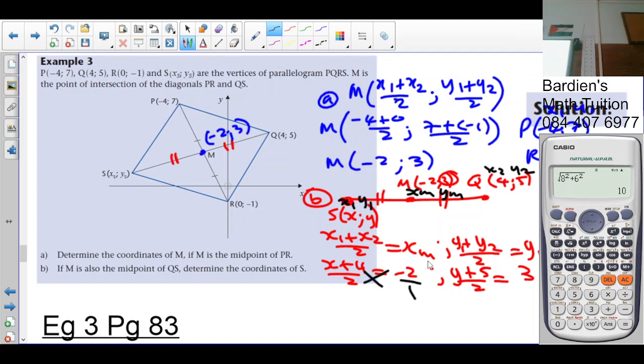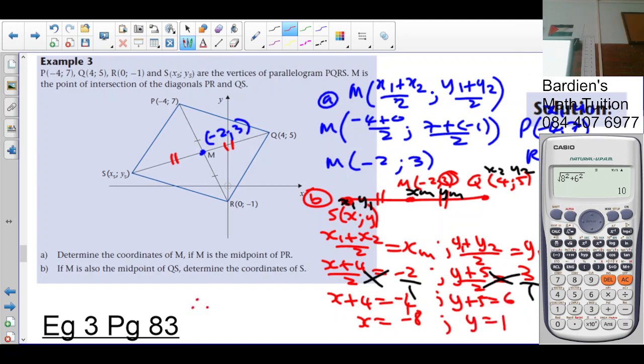So what do we do? Cross multiply. So x plus 4 is equal to negative 4. So x is equal to negative 8. Cross multiply here. So it's y plus 5, 3 times 2 is 6. So y is equal to 1. So therefore, S is negative 8 and 1. Okay. You all okay with that?